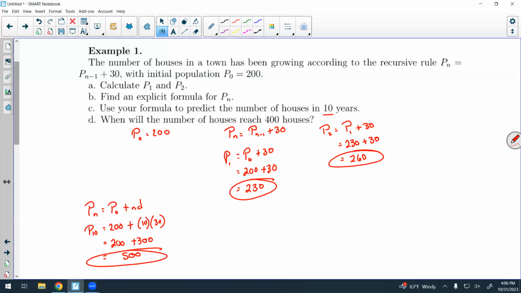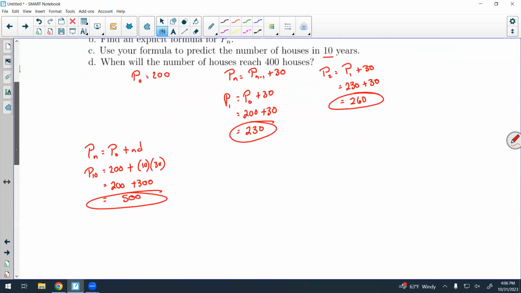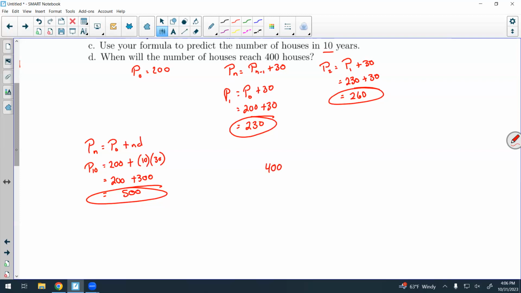And lastly, I want to know, when will the number of houses reach 400? So now I know p sub n is 400. And I know p sub 0 is 200. I know d is 30, but I don't know what n is. So to find n, you did say go fast, right? Subtract 200 from both sides. So I have 200 equals 30 times n, and divide both sides by 30. And what is that? Anybody know? 200 divided by 30? Repeating 6.67 years. That worked. Any questions on using them?